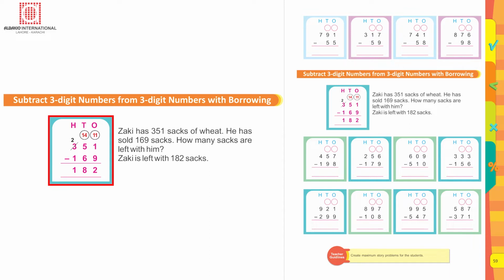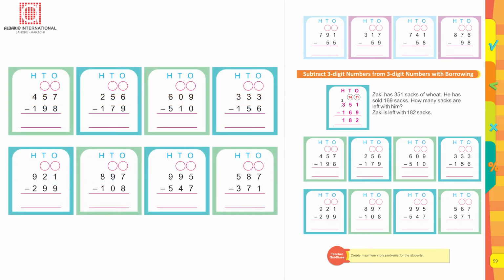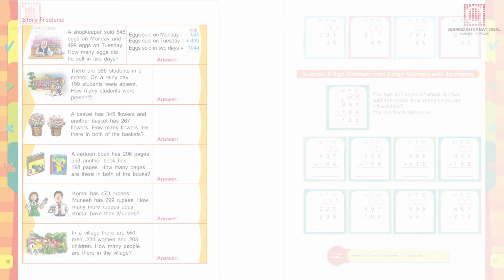Yes. Borrow from the next number. It is 100. So borrow 100 here. It becomes 14 tens. 14 minus 6 is 8. So here you are left with 2. 2 minus 1 is 1. You are left with 182 sacks. Now do the rest of the sums yourself. Try them. Moving on to the next page.